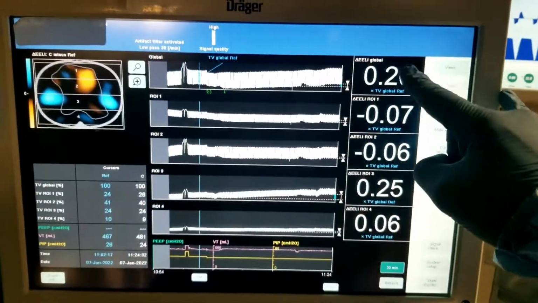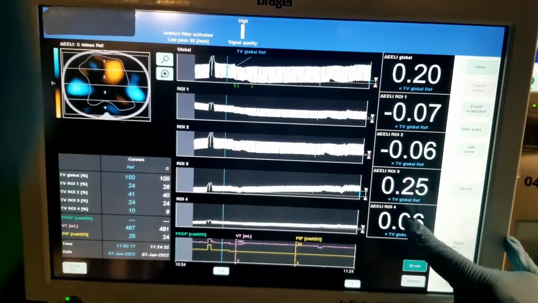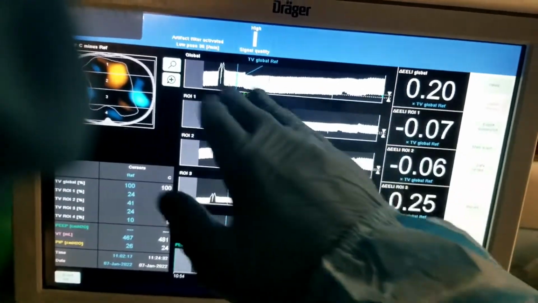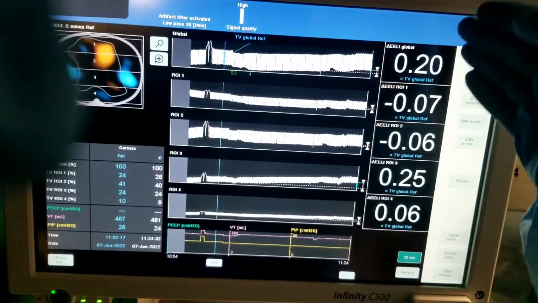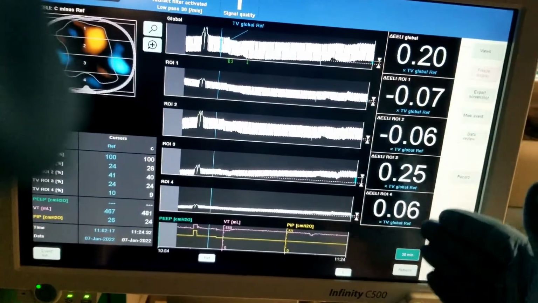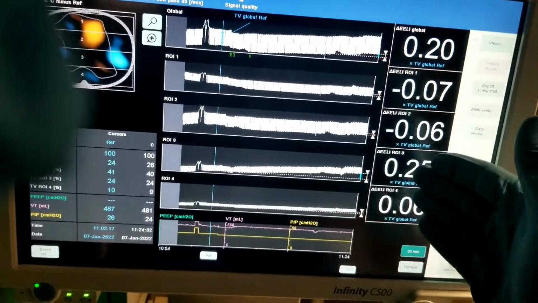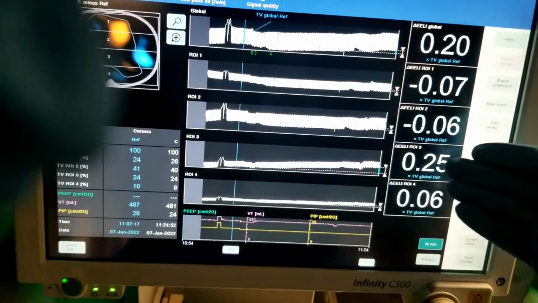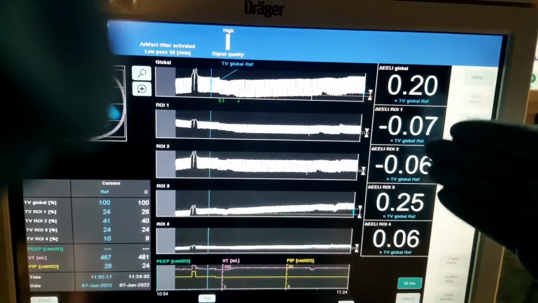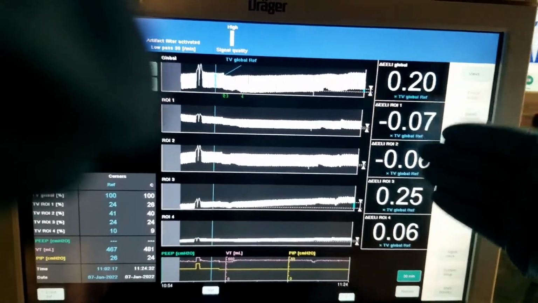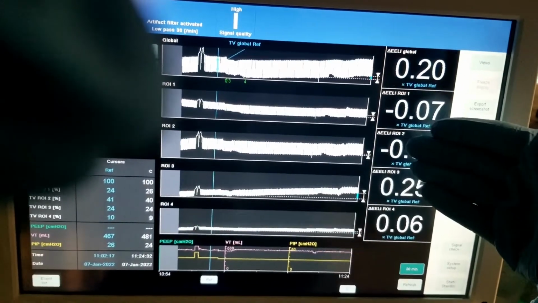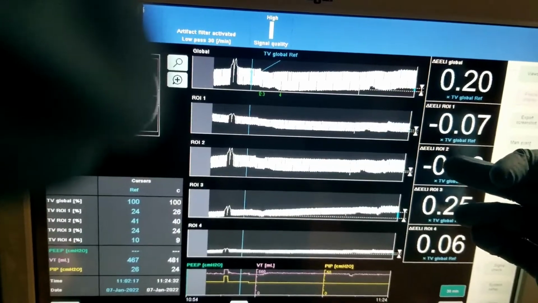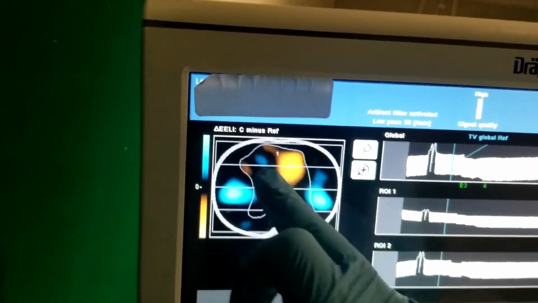Okay, so here we have the impedance values, and remember, just like the curves equal volume, the numerical values also are equivalent to volume. So if you have positive impedance values, that means that there is more end expiratory volume in those regions. Over here, you see that there is negative, so there's less volume going to that area. And you can actually see the negative values here represented over here in orange.